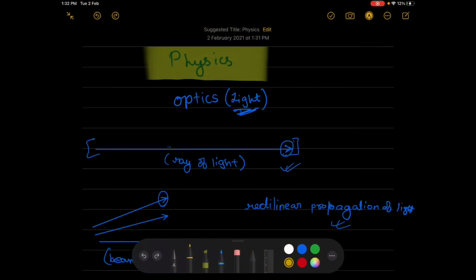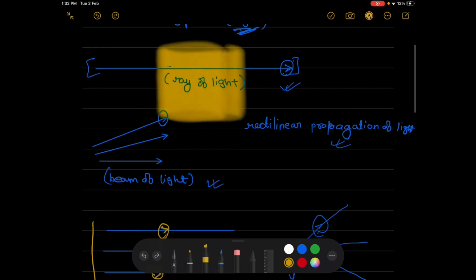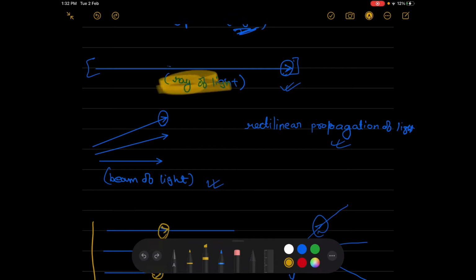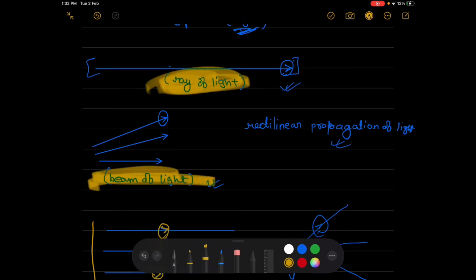Welcome back to the second lecture of optics. So let's revise what we have done in the previous one. We basically understood what is a ray of light and what is a beam of light. We can distinguish between them, as a ray of light is one path in which light travels, okay, and a beam is a collection of rays of light.